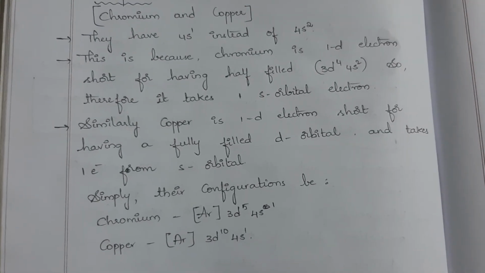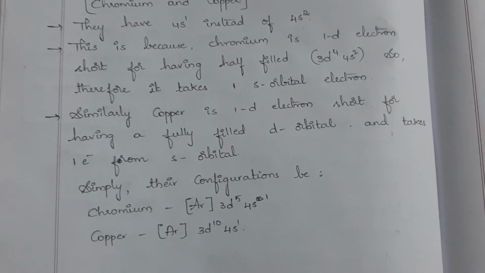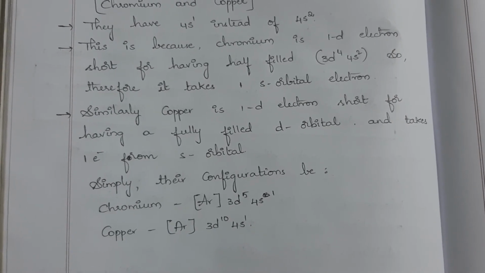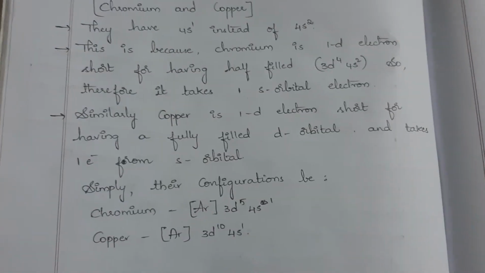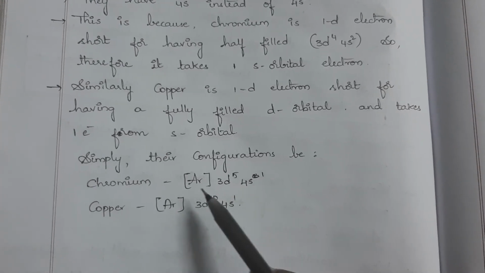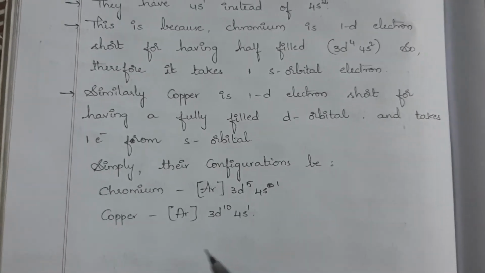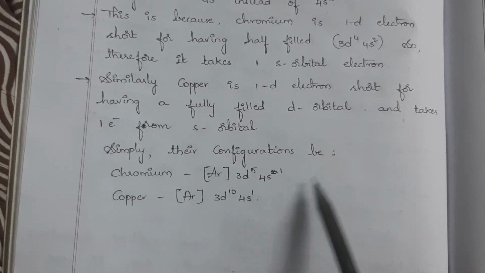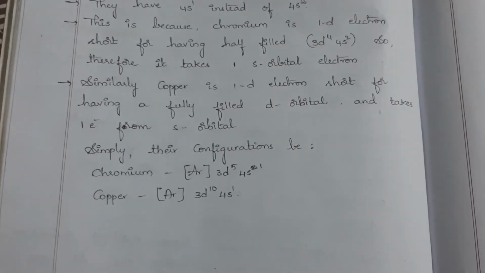Similarly, in the same way, copper is also 1 electron short in the d orbital for having a fully filled d orbital. So it takes 1 electron from the s orbital and it becomes fully stable. Simply, the configurations are like this: chromium, argon 18 3d5 4s1, which becomes stable, and copper, argon 18 3d10 4s1. Chromium is half filled stable and copper is fully filled stable.